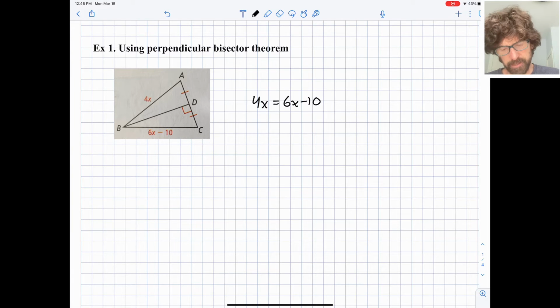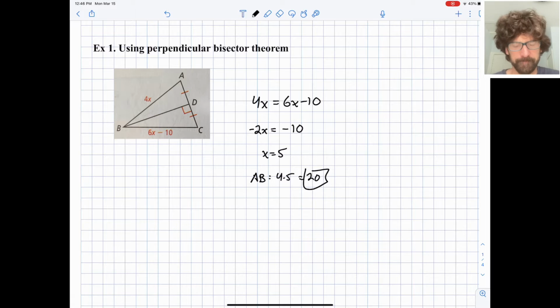I will subtract 6x from both sides to clump all my x's over on the left. I get negative 2x is equal to negative 10. I'll divide by negative 2. x is equal to 5. The problem, it's not specified here, would probably ask for not just what x is, but what the length of the line segment is. So AB would have a length of 4 times 5, which is 20 units.